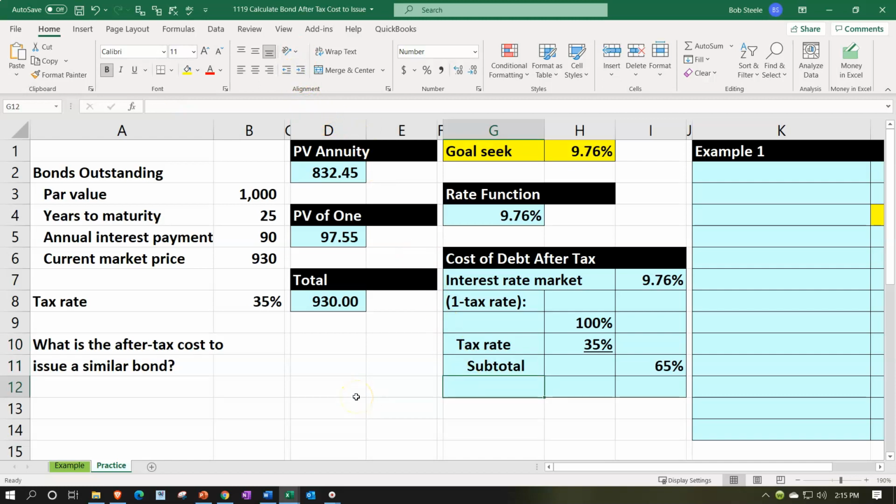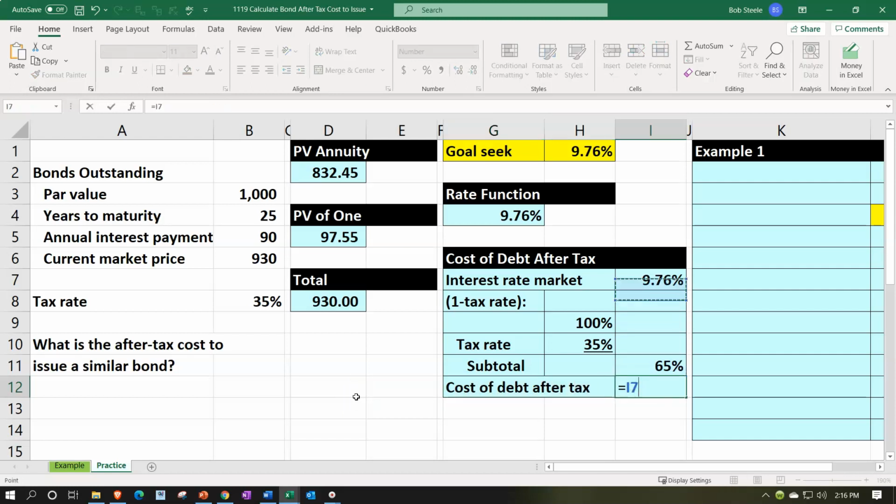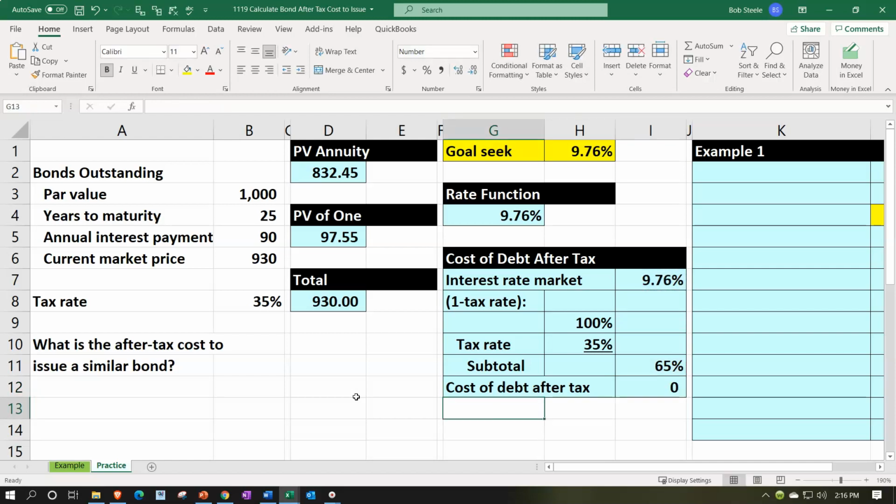And then down here, we're going to call this the cost of debt after tax, which is going to be equal to the 9.76 times the 65. And we're going to go to the numbers group, percentify that, add a couple decimals. We're looking at 6.34. So this would be the market rate. This would be what we think the cost is after we take into consideration the tax impact. The 9%, 90 divided by the 1,000, would be the actual rate on the face of the bond. So it gets a little confusing there. Home tab, font group, underline.